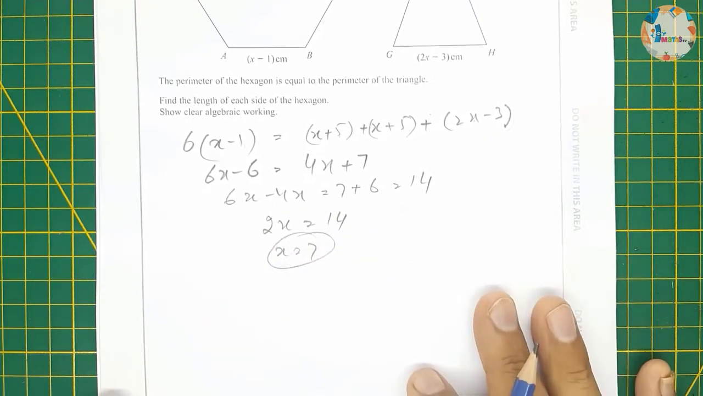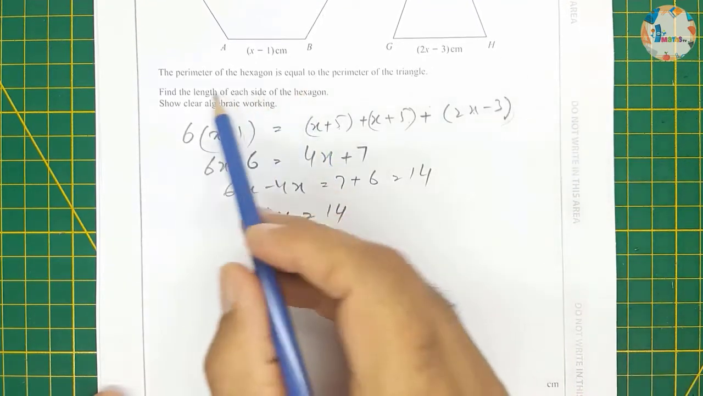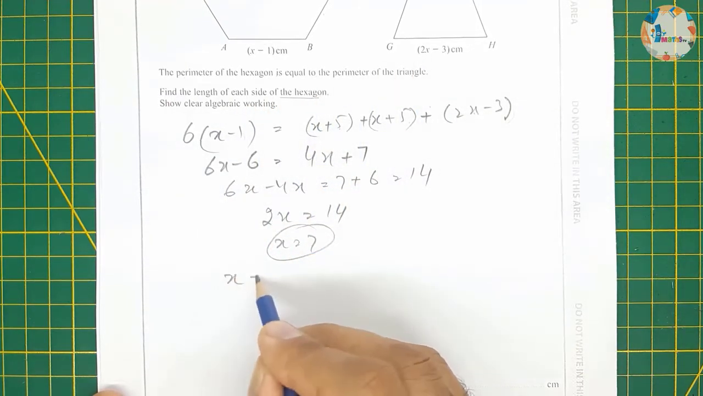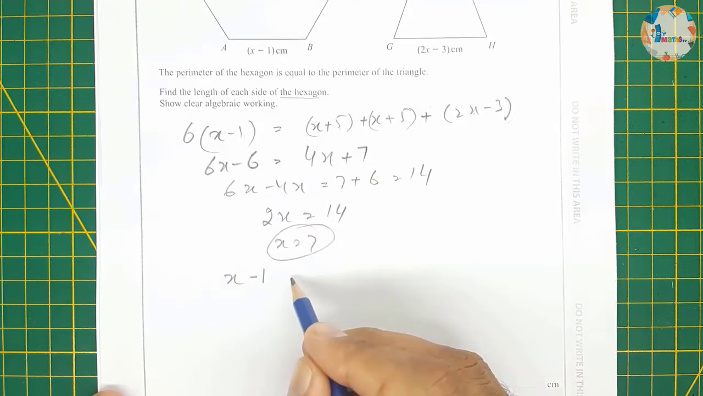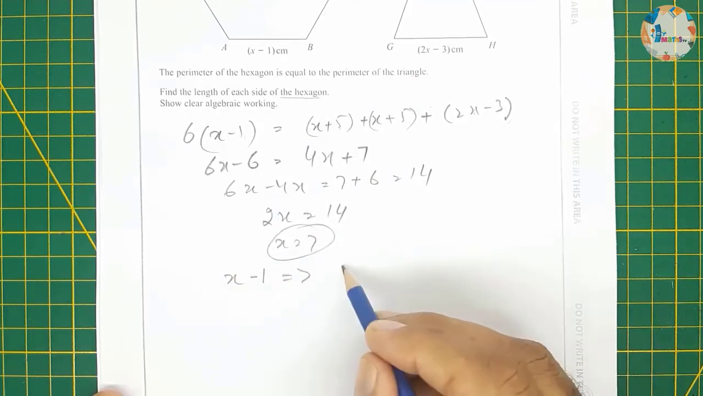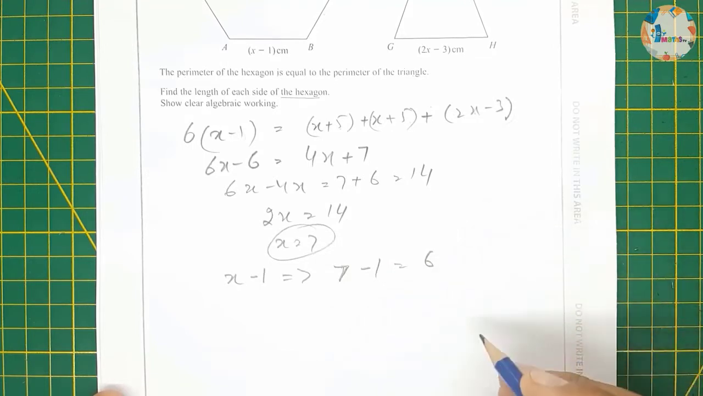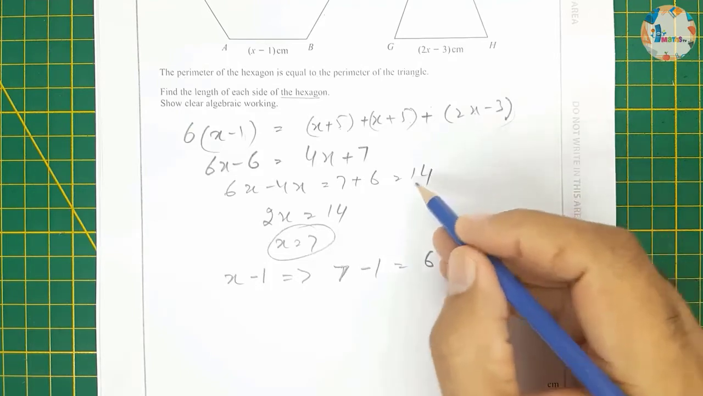So this is the value which we got, and they are asking to find the length of each side of the hexagon. So one side of a hexagon is equal to x minus 1. This implies 7 minus 1, which is equal to 6. So each side will be basically 6. So basically we have made a mistake over here.